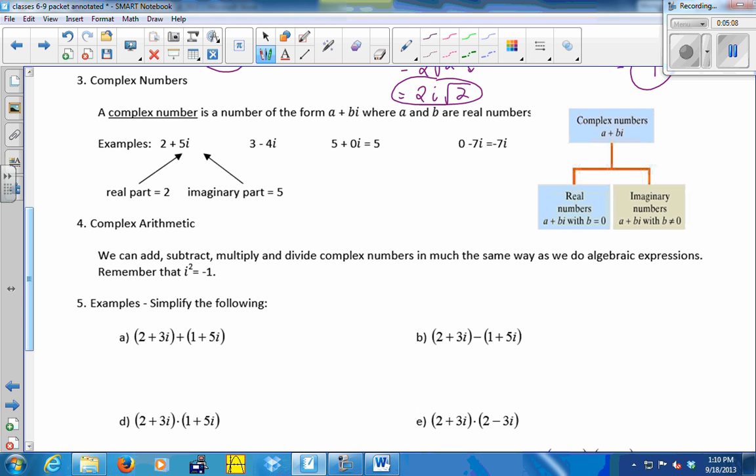So complex numbers look like a plus bi, and within the complex numbers are a couple of subsets. We have real numbers that are just like the regular old numbers, and imaginary numbers, which are numbers that have just an i, like 2i or 5i.